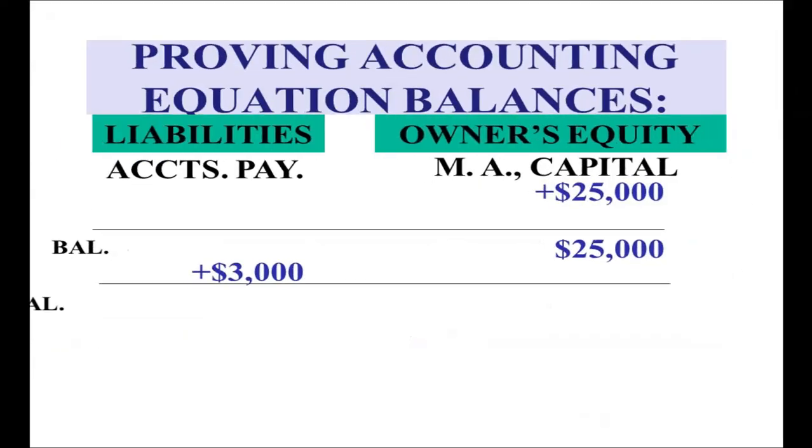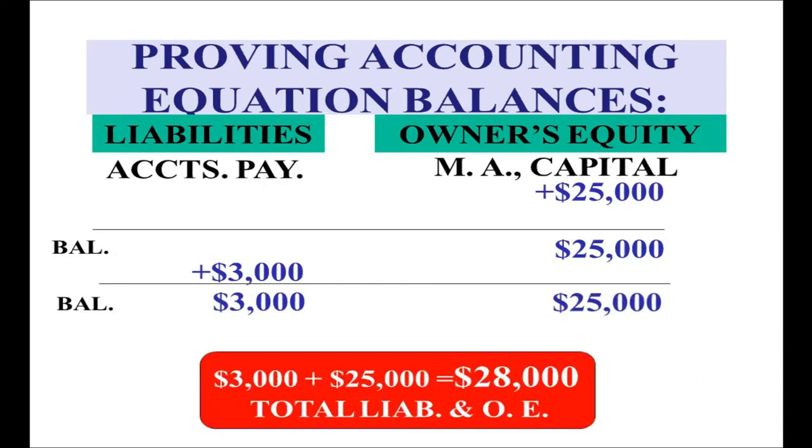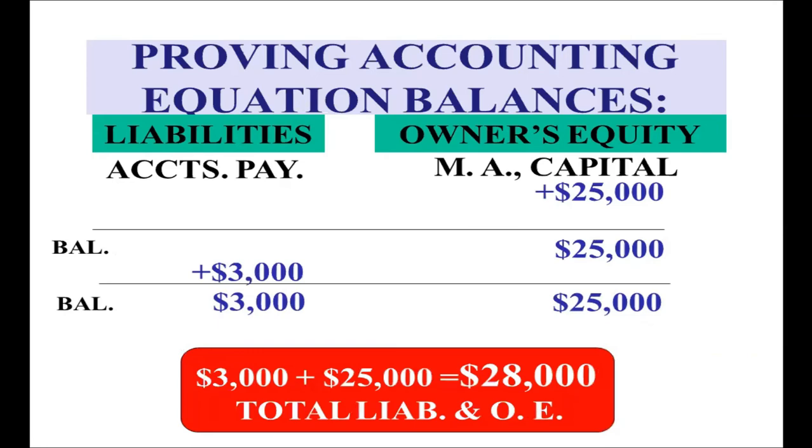Now, proving the accounting equation is still balanced: our liabilities increased by 3,000 and our capital still remains 25,000. So 3,000 added to 25,000, we have 28,000, our total of liabilities and owner's equity.